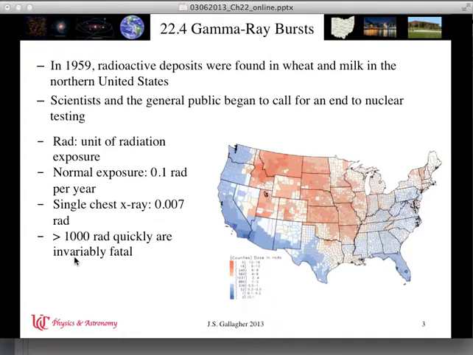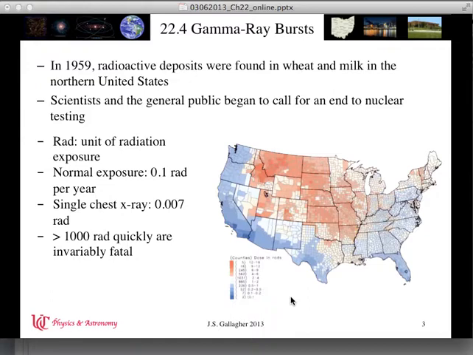So from the late 1940s to the early 1960s, the United States and the Soviet Union were regularly conducting nuclear testing, testing ever more devastating nuclear weapons. In 1959, radioactive deposits were found in samples of wheat and milk in the northern United States. And the reason this was happening is most of the nuclear testing in the United States was done in Nevada, at the Nevada nuclear test site. Well, when these nuclear weapons were detonated, radioactive material would be thrown up into the atmosphere. That radioactive material would ultimately make its way back to the ground and result in nuclear fallout being distributed in low doses all over the United States.